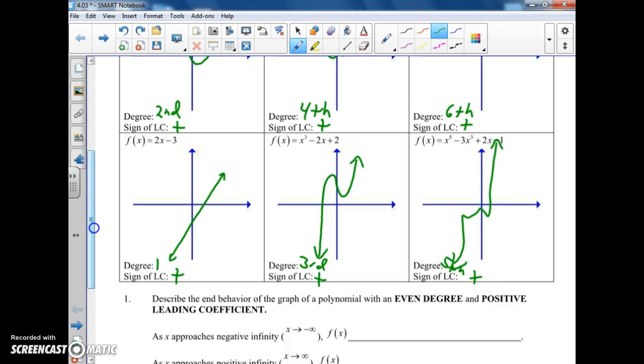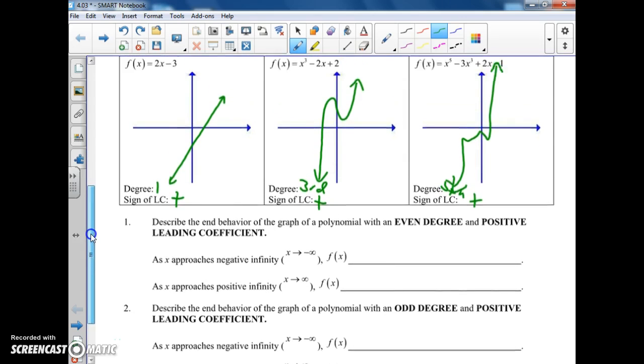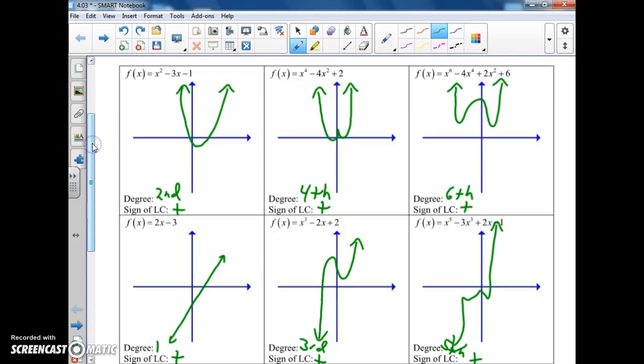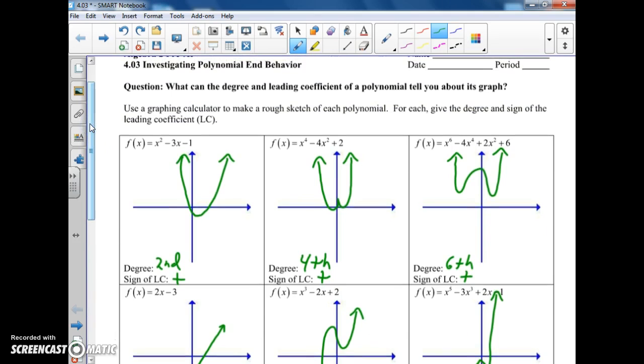Real slowly here. First thing is this. This is old stuff for you guys. Look at this. These degrees are even. So what are you noticing? When it's an even degree, both ends of the graph are going in which direction? In this case they're up, but it's the same direction. They both are going up, right?